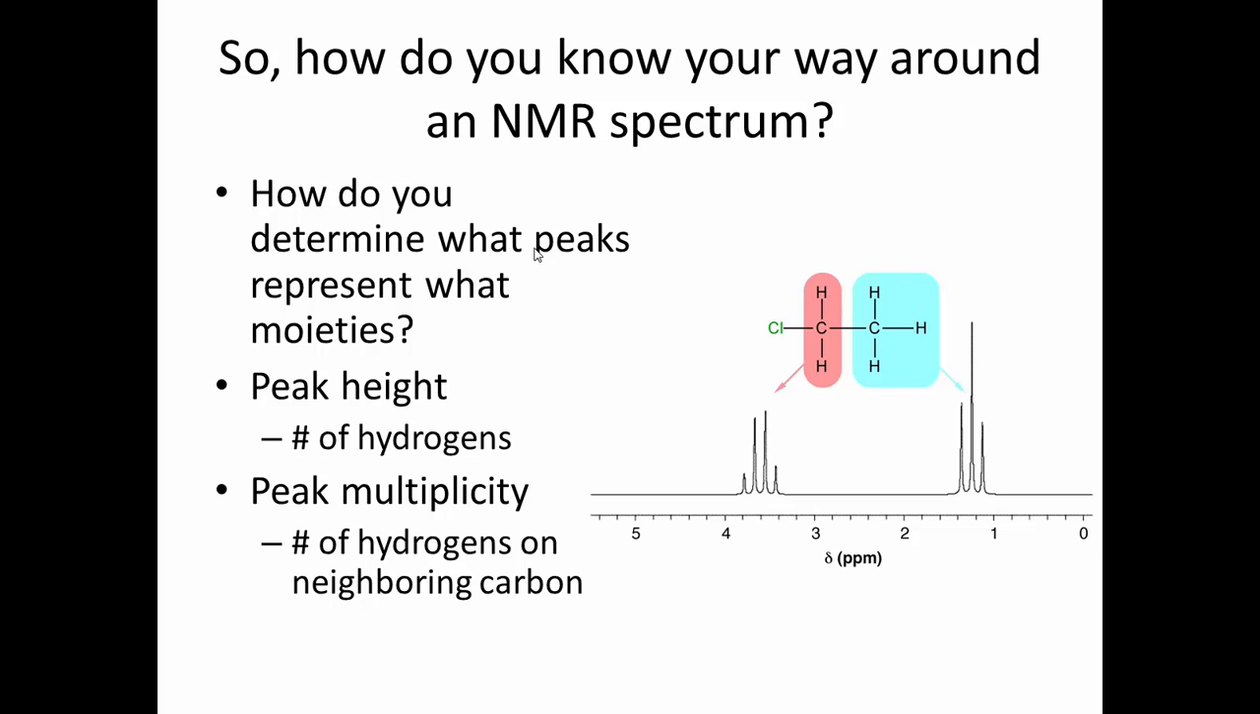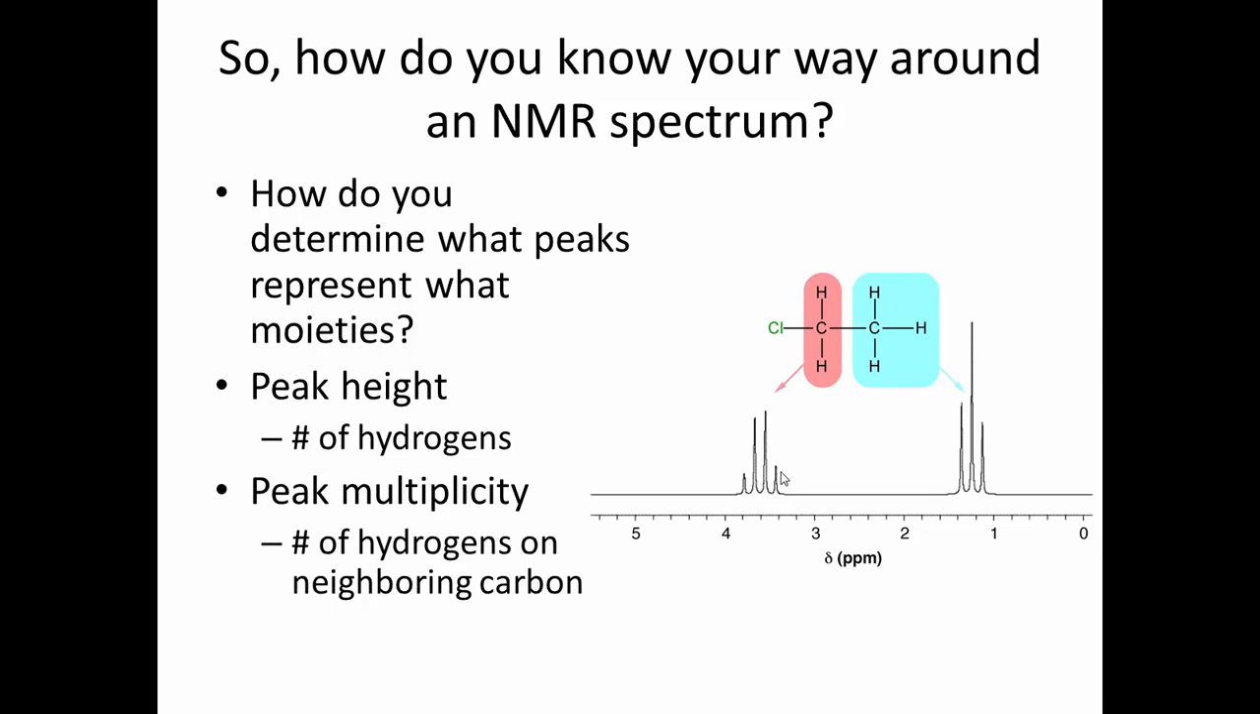So how do you know your way around the NMR spectrum? If you're just given a spectrum and you have to figure out what the molecule is, what do you need to know? You should probably have some other information first, but you can determine what peaks represent what moieties here.